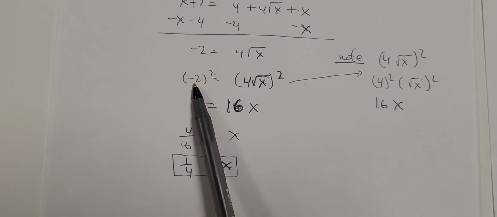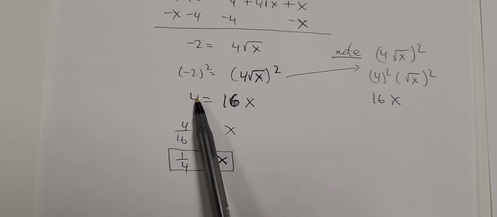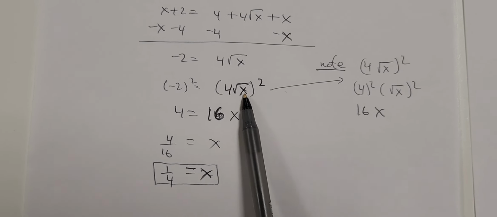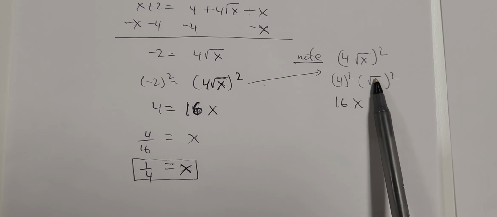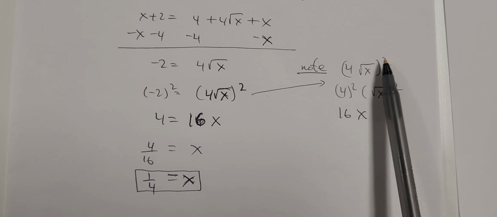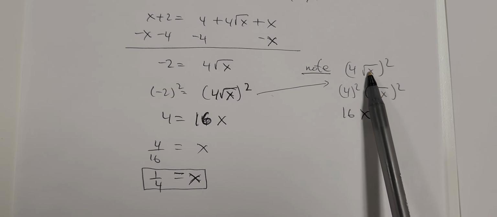The square of negative 2 gives me positive 4. Now for 4 square root x squared, I did the work on the side: 4 squared, and then square root x squared.